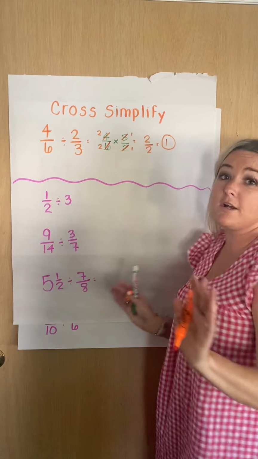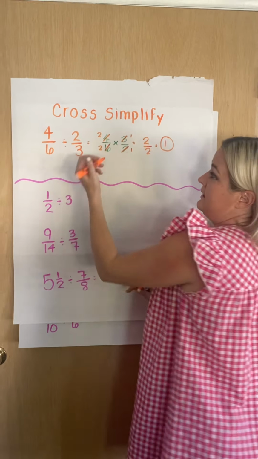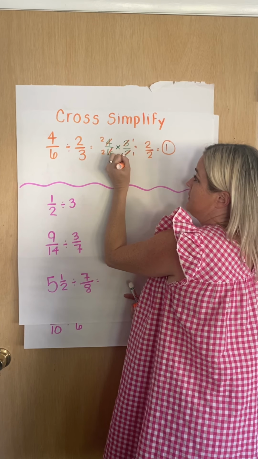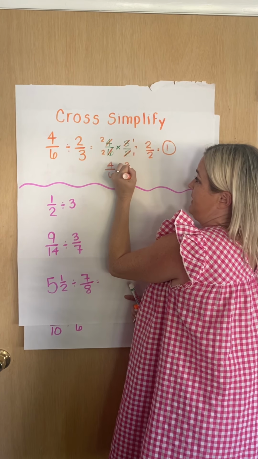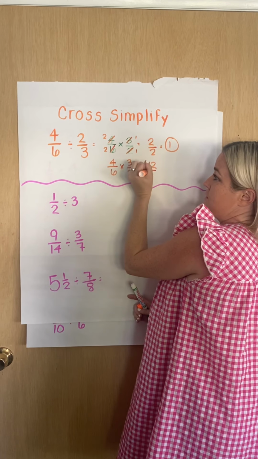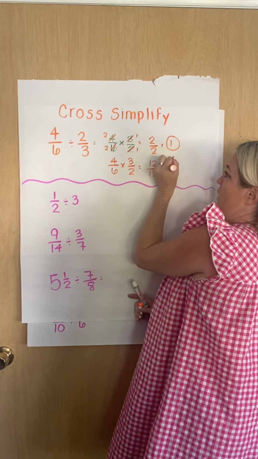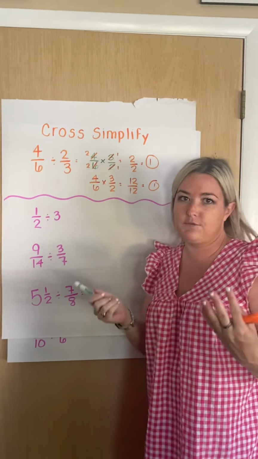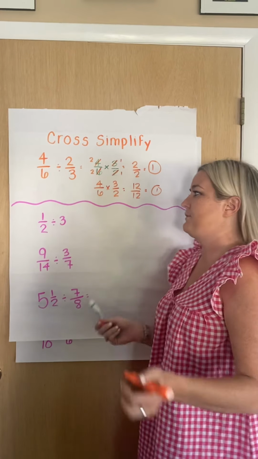If you don't want to cross simplify, this is just an option. But let's just say I didn't, and I had 4/6 times 3 over 2. I just want to show you I'm going to get the same answer. I would do 4 times 3 is 12, 6 times 2 is 12, and 12 over 12 equals 1. The only thing that is helpful about this is when you have larger numbers, it saves you work in the end of having to keep simplifying.